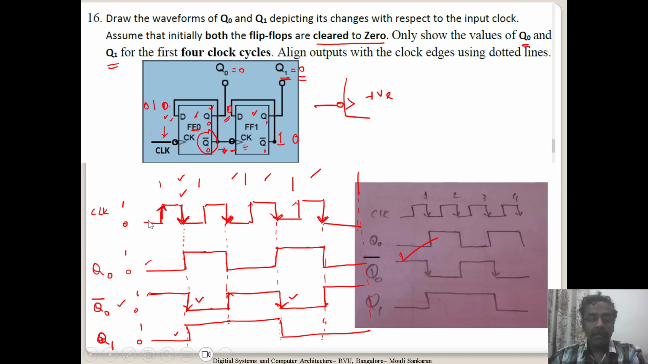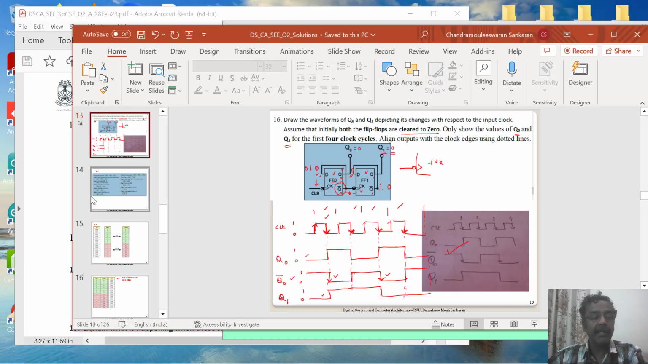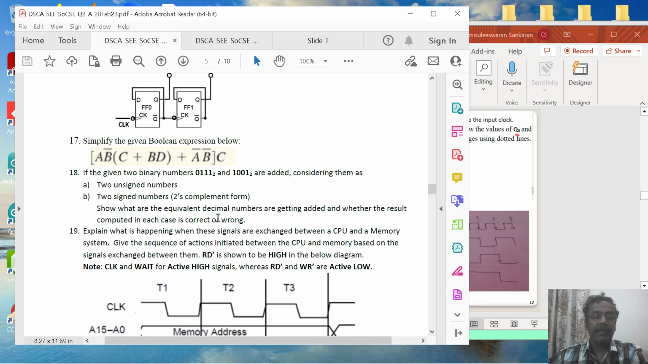Okay. So, this brings to the end of this discussion on question 16. So, let us look at question 17. This is a simple Boolean expression simplification. Okay. It's not simple. There are many steps.